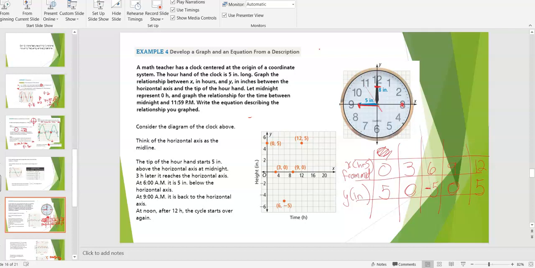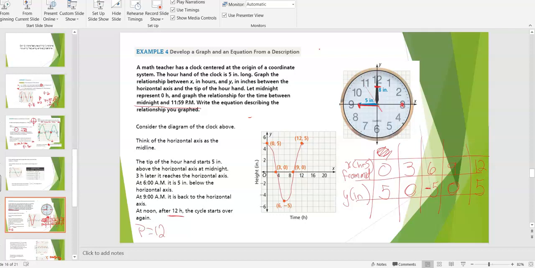And if you did this for another 12 hours, you would have it from midnight to 11:59. We're only going to do the first 12 hours on this graph. So it looks kind of like this. Okay, you could do it again and it would just repeat itself, right? Because the period now we see is 12. So the period is 12.